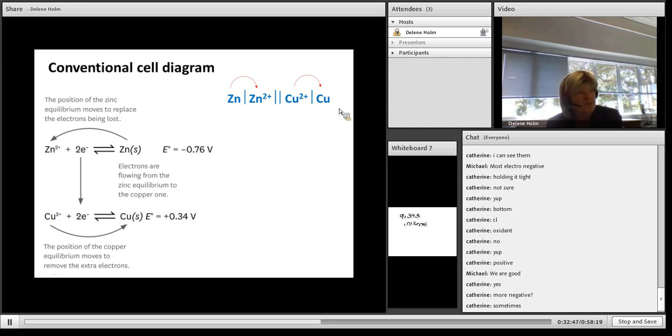A few things to note about these. Where are the solids? Are the solids sort of always on the left-hand side? Are the solids on the two outermost points? Are they on the two innermost? Right. Catherine, they're on the outside. Zinc is a solid. That is a solution. That's a solution. That's a solid. The two outside bits have to be solids.